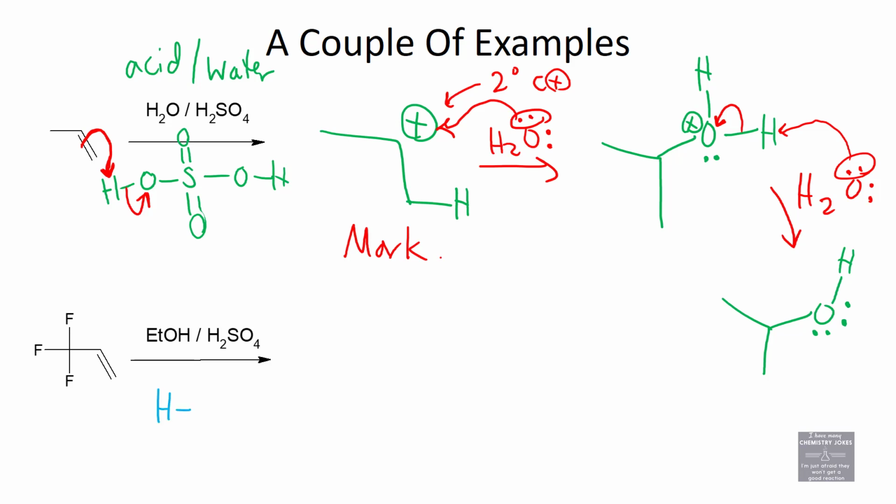I have an alkene. I'm looking for a nucleophile. Nope, I'm looking for an electrophile. The alkene is my nucleophile. I've got acid. I'm going to grab an H off of that acid. And when I grab an H off of that acid, I'm going to make a carbocation.